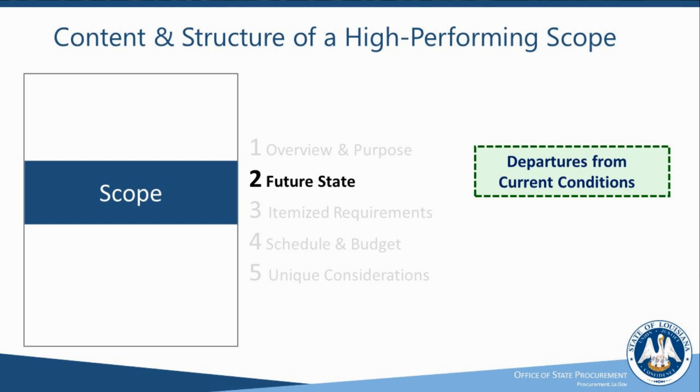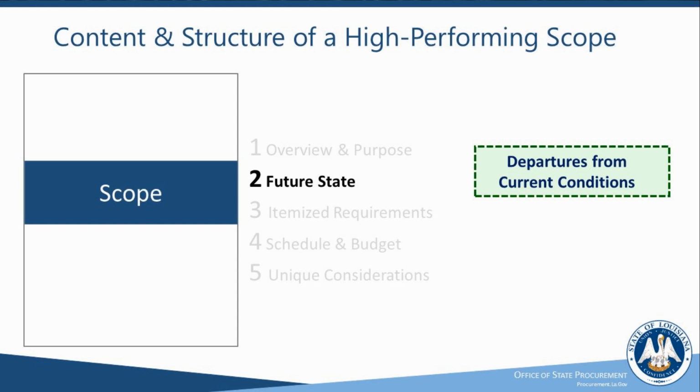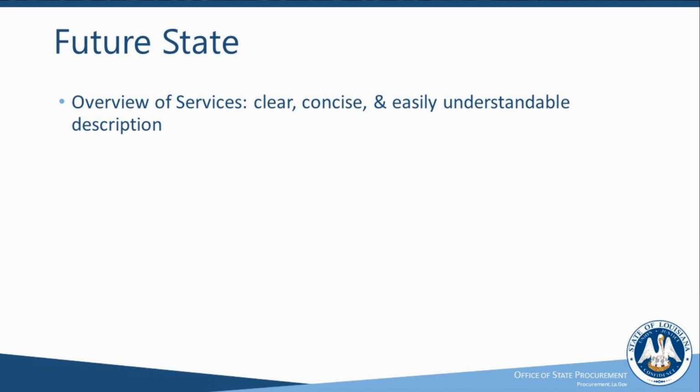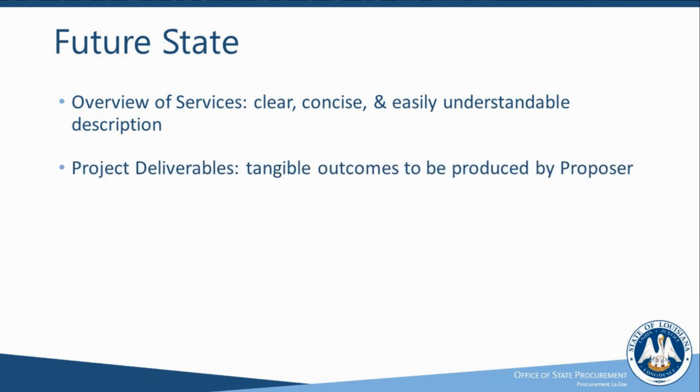Number 2 is our future state. We're going to describe departures from our current conditions. And again, current conditions is point A, the starting point for the project. That was described in the previous video. So go refer to that for more details on current conditions. Now, number 2 here, future state, will be our departures from that. So provide an overview of the services or the project or the technologies that are to be provided. Again, clear and concise.